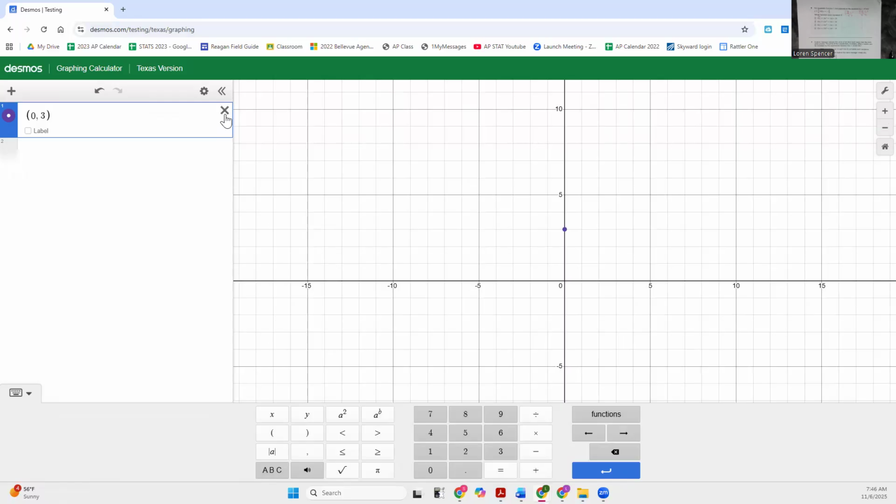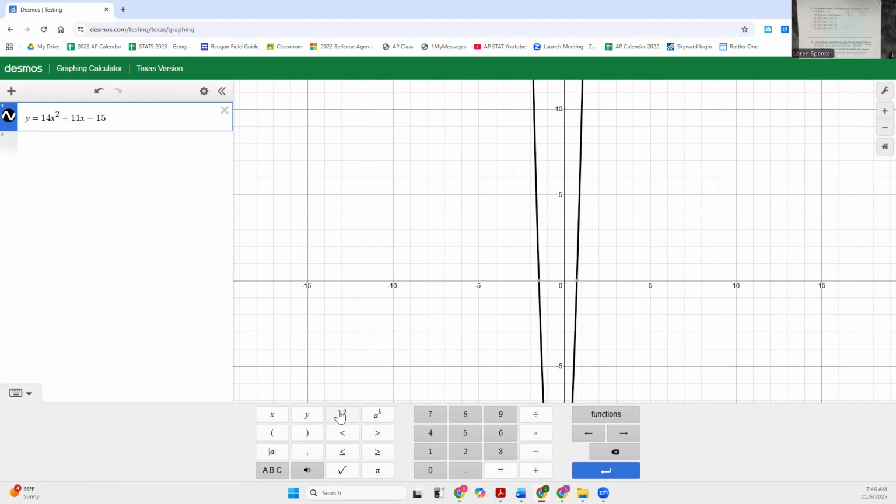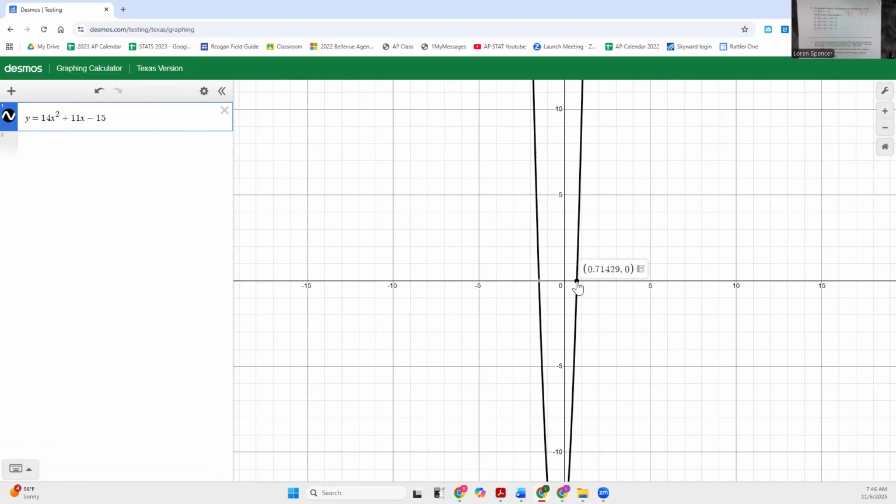All right, so here we go. Clearing that out, we have y equals 14x squared plus 11x minus 15. And when I look, I'm going to go, okay, there are my zeros. Well, that's negative 1.5. And this is some weird number. Okay. Now, problem is, and I guess I should stop this share for just a moment. This only gives it to me as whole numbers.